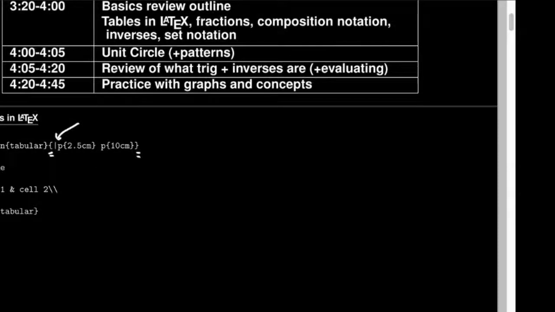So make sure that that happens, and then in the middle, this will define your columns. This is the first column, this is the second column, and then you see this little line thing that actually tells you that you're going to have a vertical line. This first cell is 2.5 centimeters wide, and this next column is 10 centimeters wide.